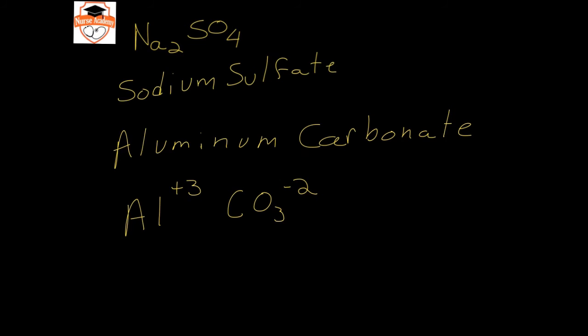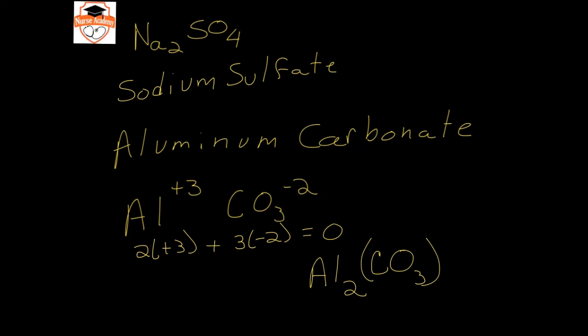So in order for us to get a neutral compound, we're going to find the least common multiple of plus 3 and minus 2, which is 6. So that means that we would need 2 times plus 3 plus 3 minus 2's for our charges to cancel each other out, which will give us our formula of Al2(CO3)3. We put parentheses here just so that we don't get this subscript confused with the 3 that we need to put there. And that would be how you would write the formula for aluminum carbonate.